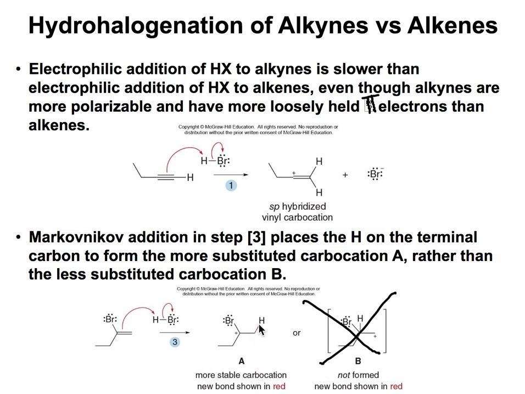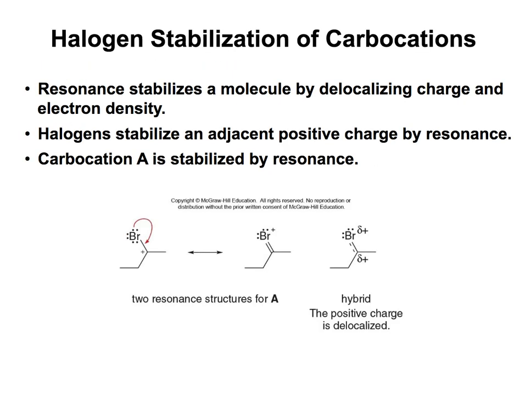The H ends up here in the terminal position, so we can get that tertiary carbocation that now can come and get attacked by the Br. And so just a reminder that because the lone pair on the Br can delocalize, these are the two resonance structures for that carbocation intermediate. And this is the hybrid structure. That positive charge is delocalized between these two atoms, right? It's delocalized between the Br and the carbon. And so that's why the carbocation is stabilized by the resonance given by the Br.